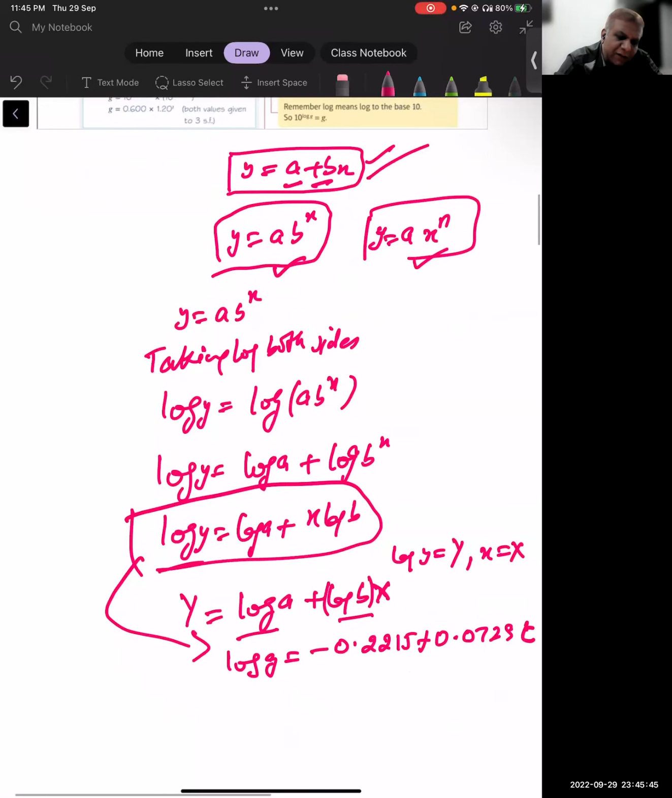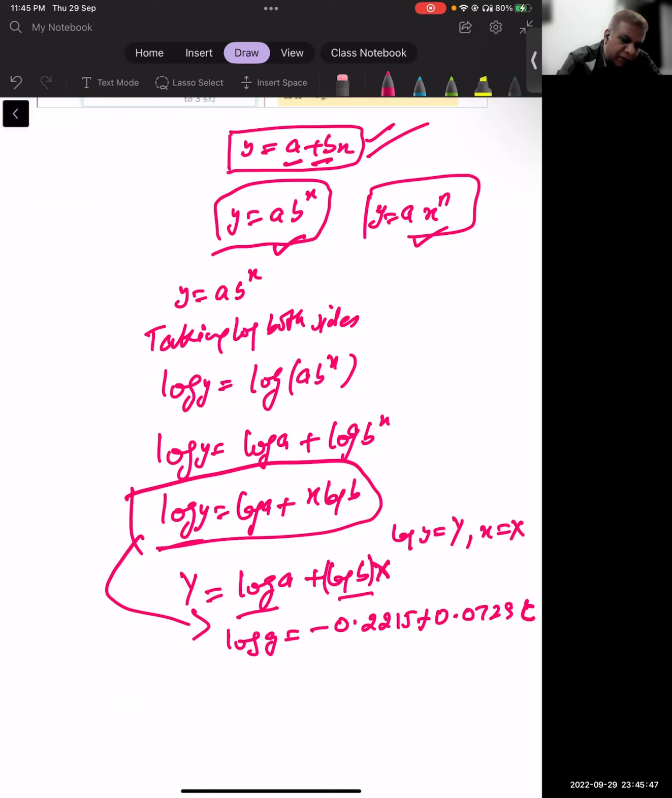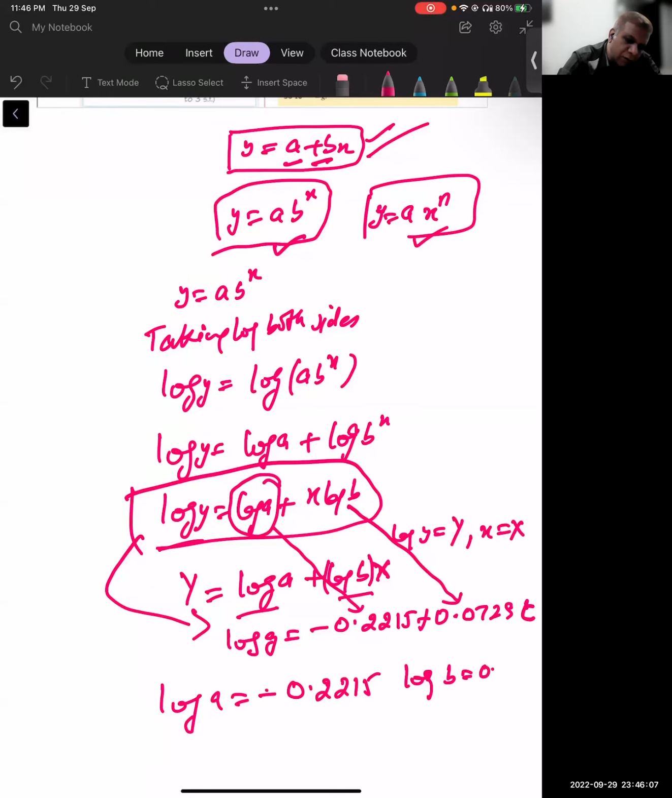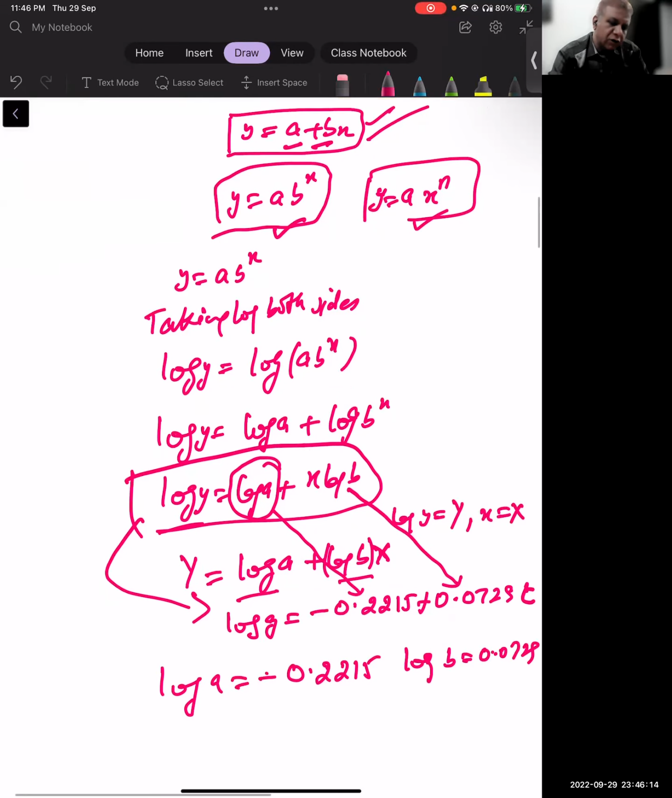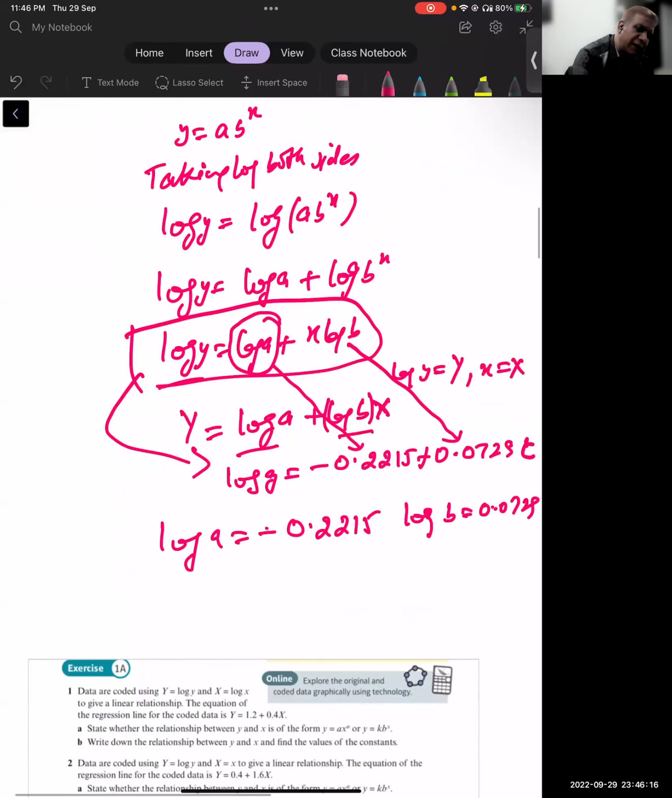Now, if this is the value of this line, then what about log A? This log A will be just equal to minus 0.2215, isn't it? Comparing this line, this log B will be 0.0729, isn't it? Got it. So can you tell me what is the value of A?